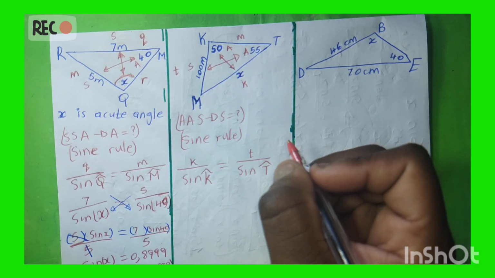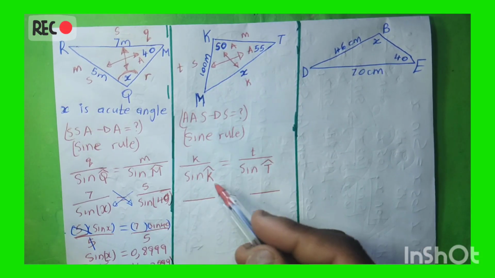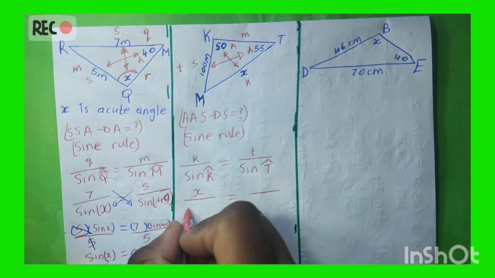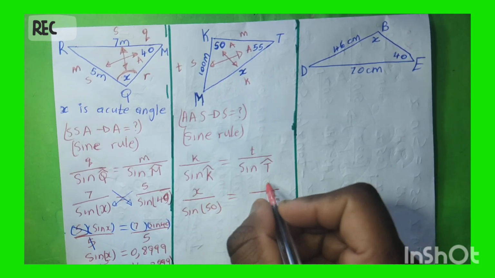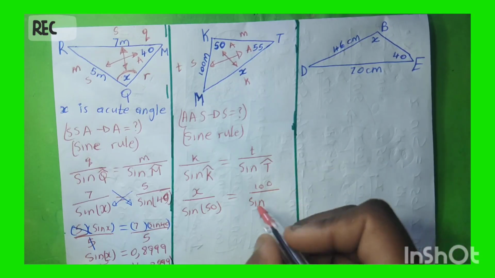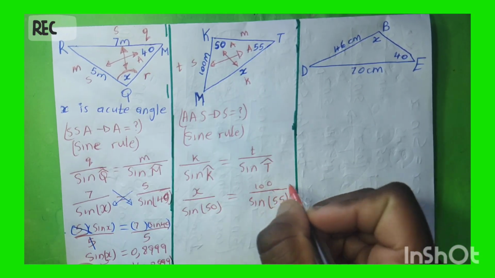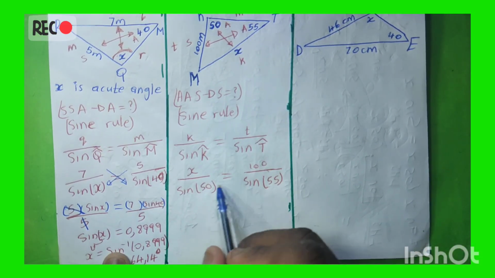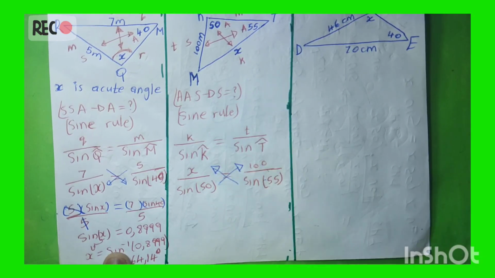And now what I can do, I can substitute there. Substituting here, everything will be straightforward there, because our k there, if you can check, it is x, then our sine angle k, that thing there, it's 50. Coming on this side, our t, it's 100, but now our angle t there, it's 55 there. Do you see? So now in this case, guys, what I will do, I'll do cross multiply, because I've got two fractions separated by equal. This will come there, this will come there.